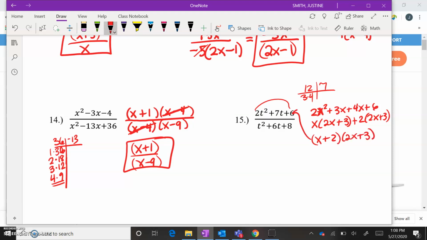Okay, so that's for the numerator. The denominator, luckily, is just an easy trinomial. What multiplies to 8 and adds to 6? And I'm just going to make them all x's here. So 4 times 2, right, multiplies to 8, adds to 6. And we can cancel off the x plus 2 and the x plus 2 to get 2x plus 3 and then x plus 4.